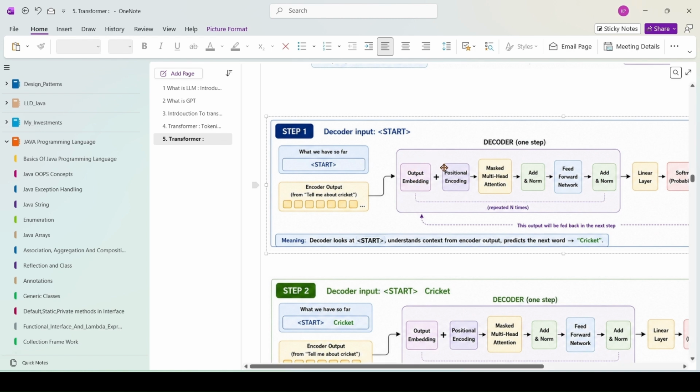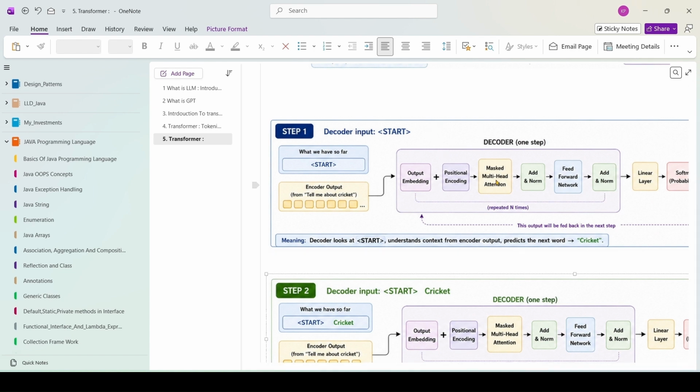After that, positional encoding comes into the picture. This positional encoding is also similar to what we have discussed in the case of the encoder transformer. It assigns positional information to the token, like this is the first token, this is the second token, and so on. Together, output embedding plus positional encoding forms the final embedding. This will be passed to the masked multi-head attention.